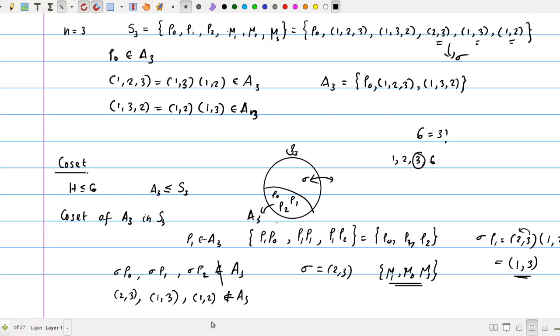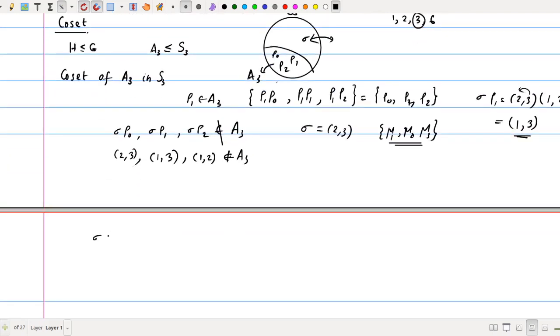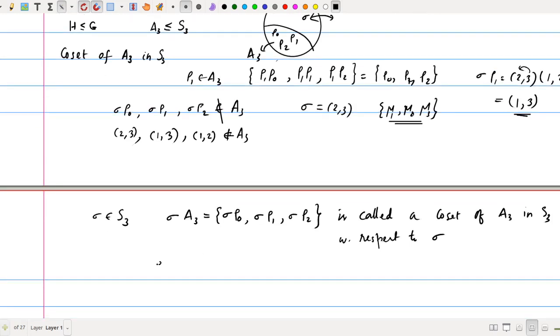This set is called the coset of A3 with respect to sigma. That means if you consider a sigma belonging to S3, and you have a subgroup A3, then operate sigma on all the elements of A3 from the left. This set is nothing but sigma rho 0, sigma rho 1 and sigma rho 2, and this set is called a coset of the subgroup A3 in S3 with respect to the element sigma. So sigma A3 will give these elements mu1, mu2, mu3.